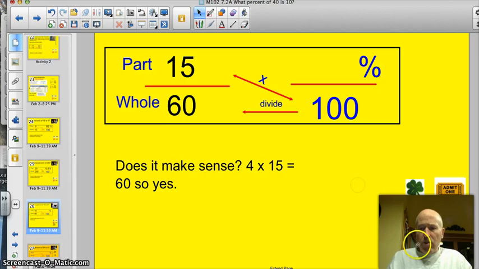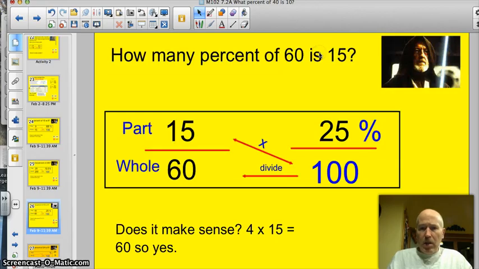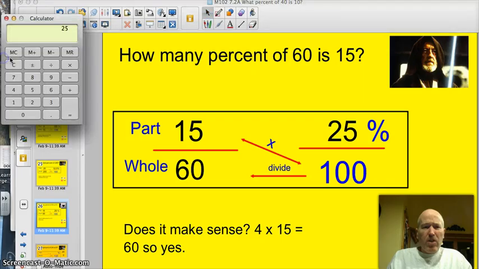All right, let me put the answer up there and then check to see if it makes sense to me. 15 over 60, 25 over 100. Well, does the answer make sense? Well, yeah, we've got 4 times 15 is 60, so 15 has got to be a quarter of it. Yeah, it makes sense.